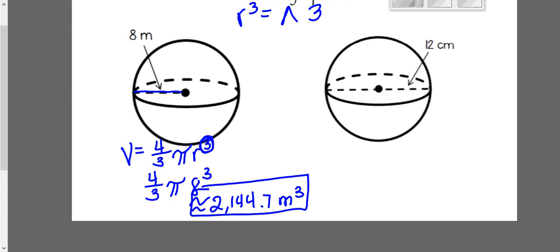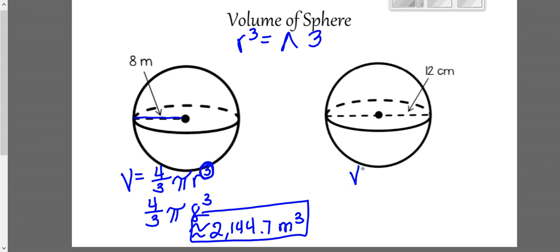Okay, let's look at one more example together. So on my formula chart, I'm going to see my volume is 4/3 pi radius cubed. In my calculator, I'm going to type 4/3 pi. My radius is 6. I'm sorry, that's my diameter. So radius would be 6. And I want to do it to the 3rd power.